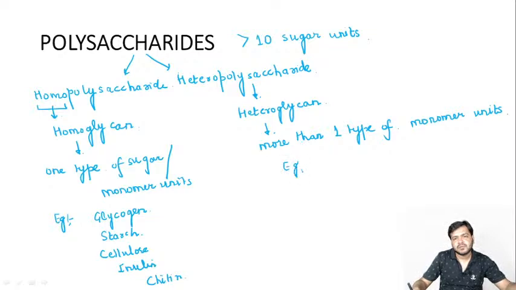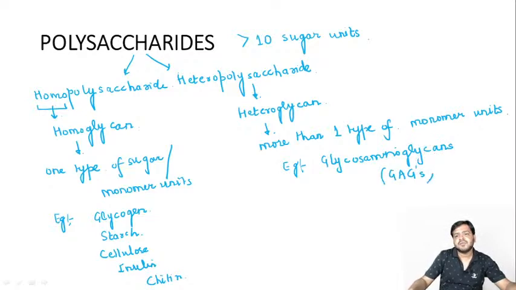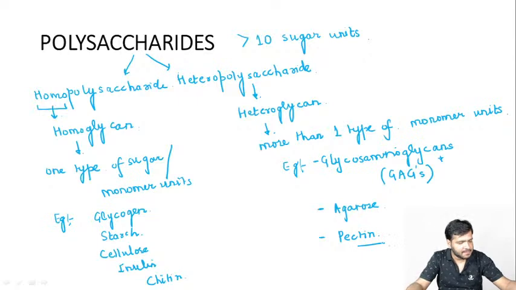Example, glycosaminoglycans, that is simply GAGs. We will discuss this topic separately. We have another example, that is agarose, and we have pectin, agarose and pectin. So this is in a nutshell what we are going to discuss in the topic of polysaccharides.